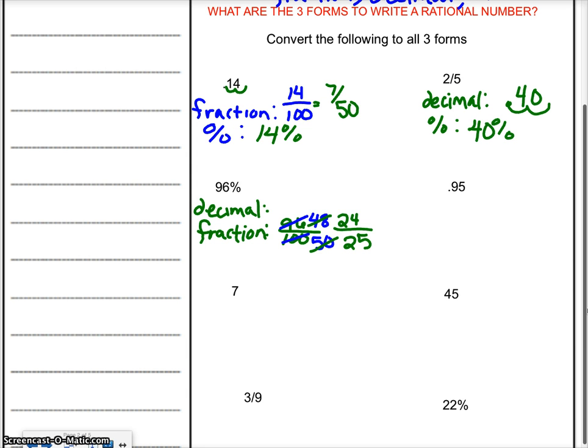In decimal, to turn from a percent to a decimal, you just move it 2 spots to the left, so it's 0.96.